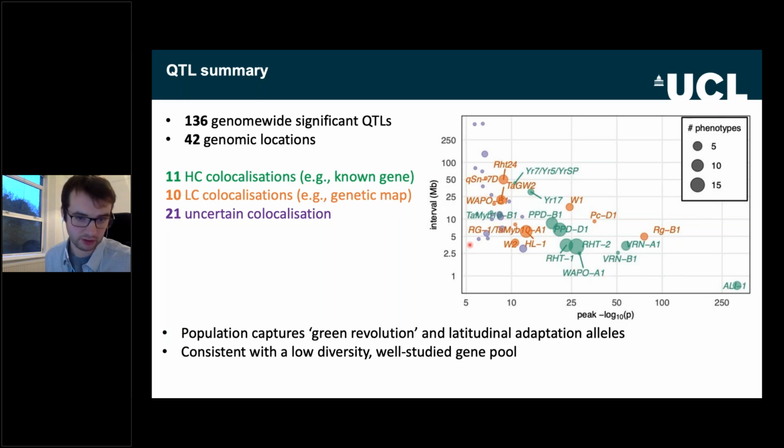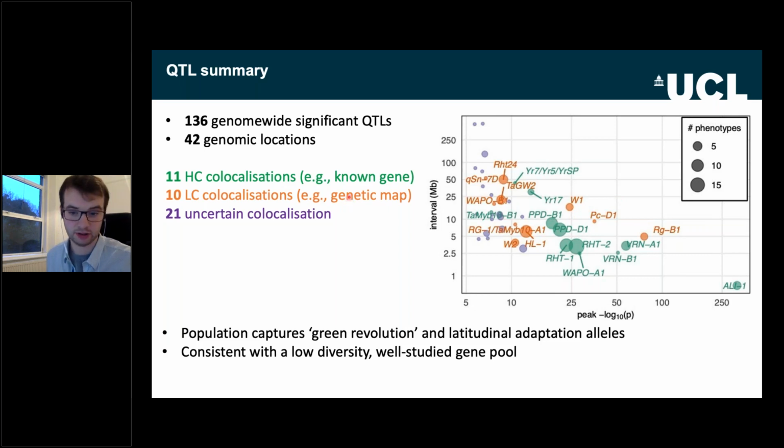Yeah, it ranges, as you can see here. It's a log scale, but reasonable in some cases. Each point is a locus, one of these 42 loci, and the size of the point indicates the number of phenotypes where we get a significant hit. So there's a fair amount of pleiotropy between different phenotypic measurements that we've taken.